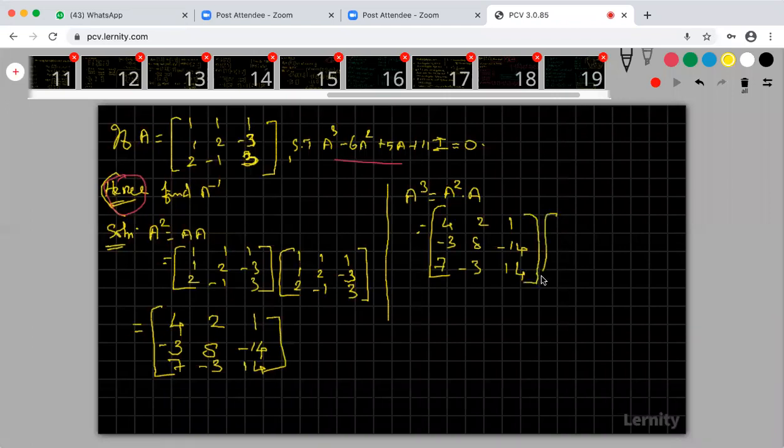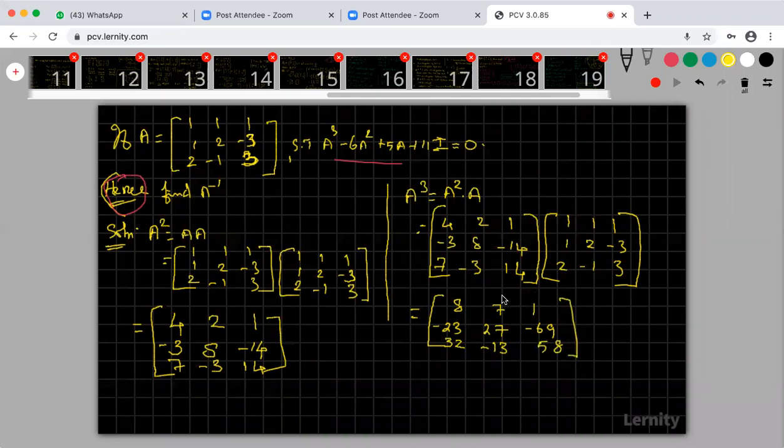Okay, what is my A? My A is 1, 1, 1, right, 1, 2, minus 3, and 2, minus 1, 3. Okay, so therefore A square into A, right? You multiply this. So you will get the answer 8, 7, 1, minus 23, minus 27, minus 23, plus 27, minus 69, and 32, minus 13, 58.